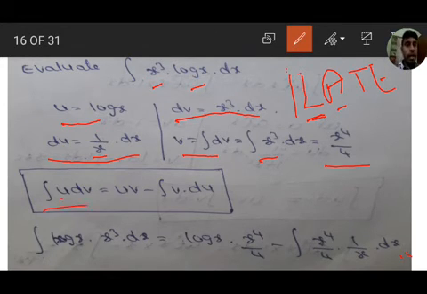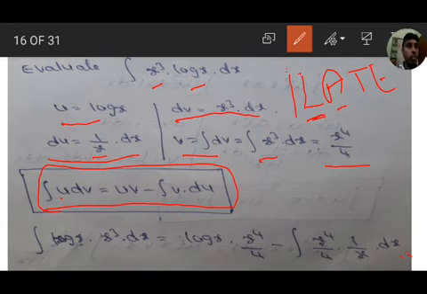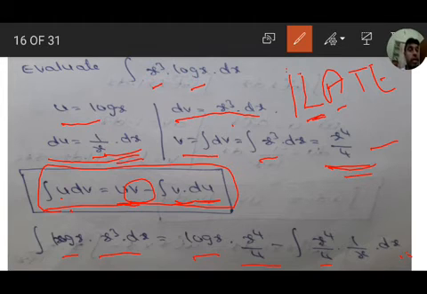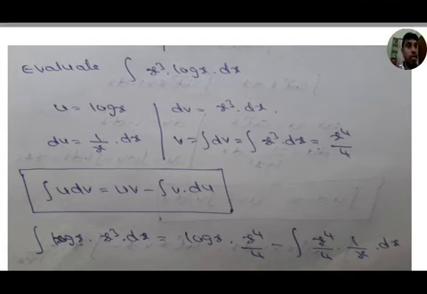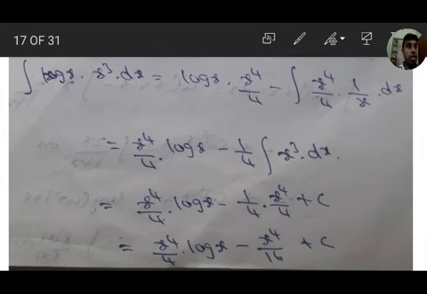So the formula: integration u into dv equal to uv minus integration of v into du. So u means log x, dv means x cube dx. u means log x into v, v means x to the power of 4 by 4, minus integration of v, x to the power of 4 by 4, into du, du means 1 by x dx. Therefore here one x is cancelled, x cube by 4, and the 4 is taken outside.